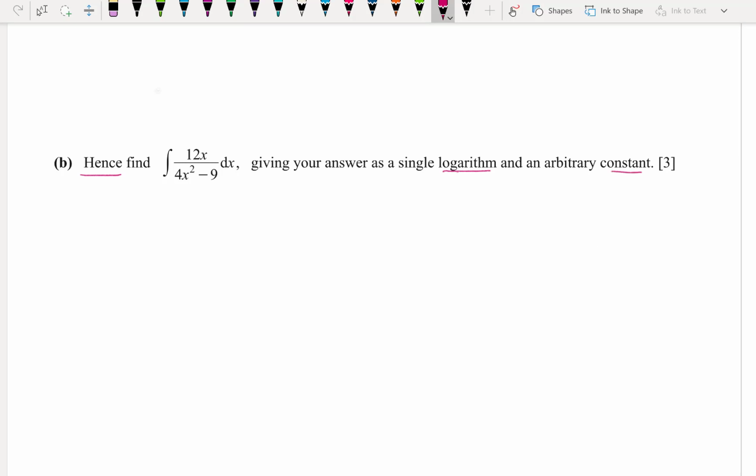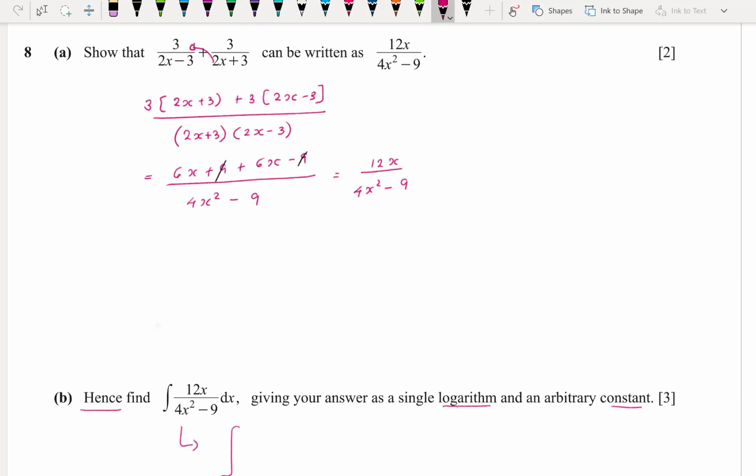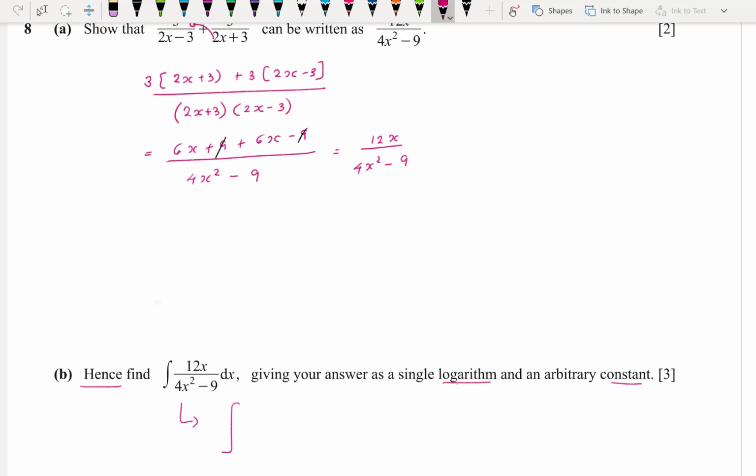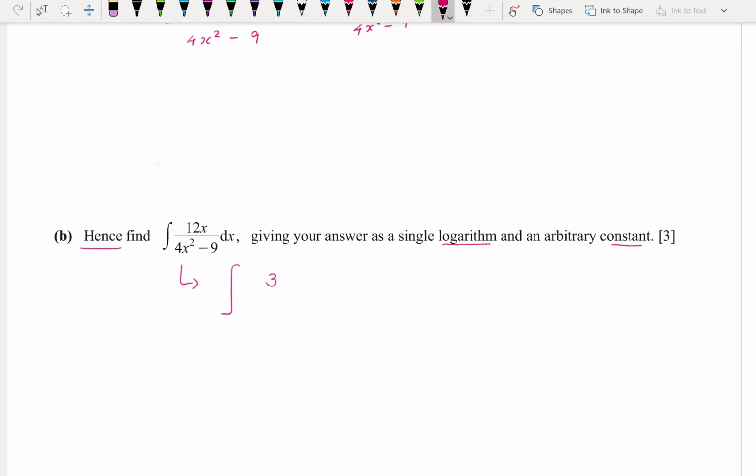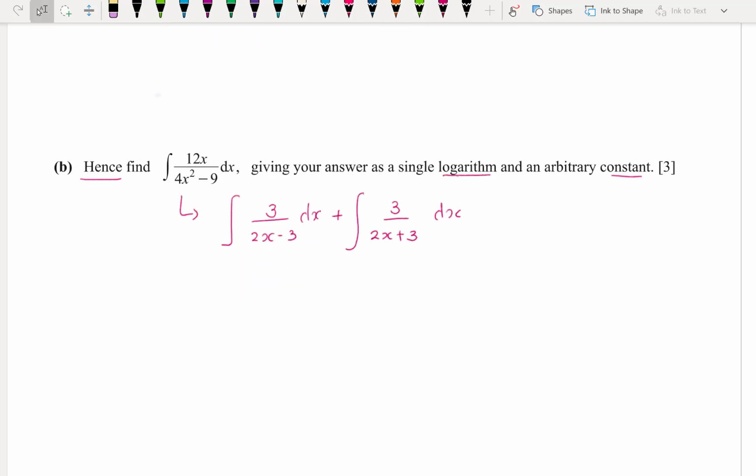Okay, let's do this. This is the same as what we have already seen, those two factors, which are 3 divided by 2x minus 3, and plus 3 divided by 2x plus 3. Well, integrate both of them with dx. That's the meaning of the question, right? Right. Okay, let's do this. 3 can be pulled out and you will have ln 2x minus 3.